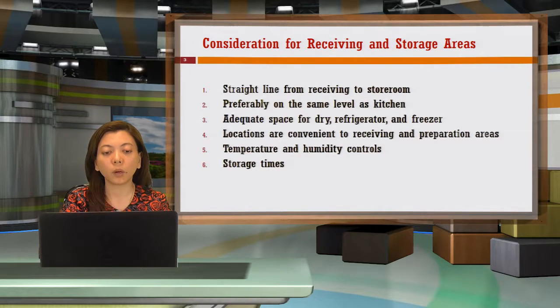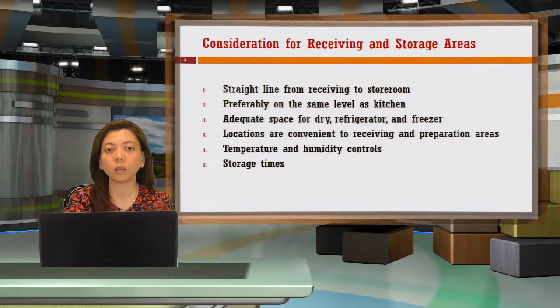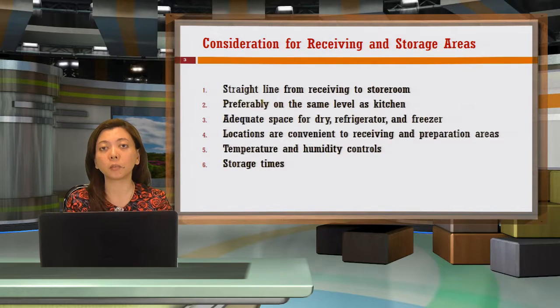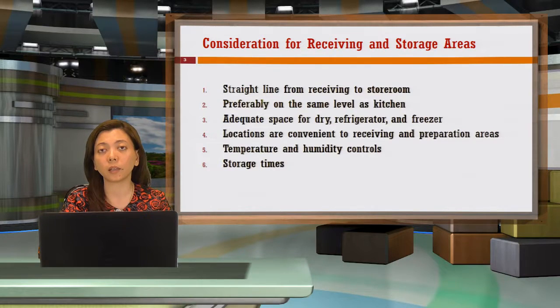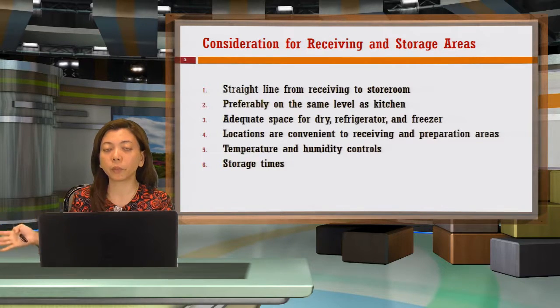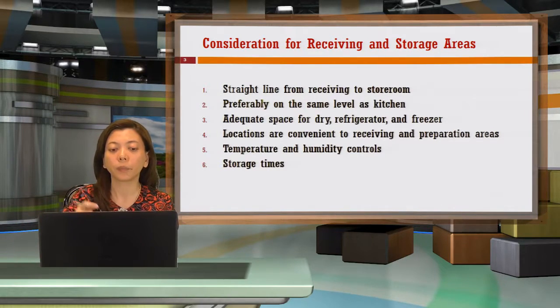The third one, adequate space for dry, refrigerator and freezer. You must make sure that if you are to order in large quantities, you actually have that space to store the delivered products. Locations are convenient to receiving and preparation areas, meaning that it is easily accessible from receiving and also easily accessible for the people in the production area.